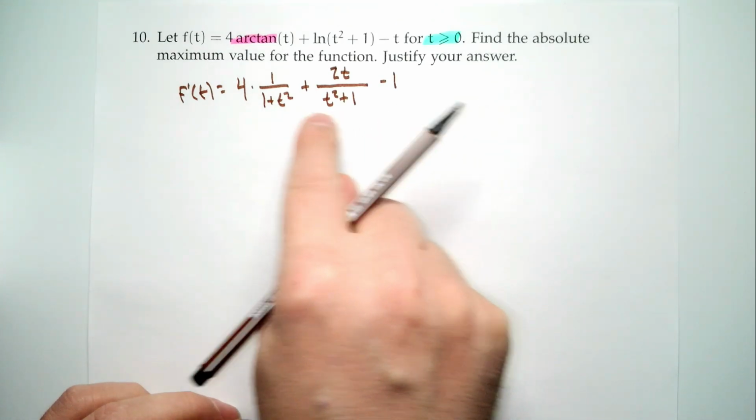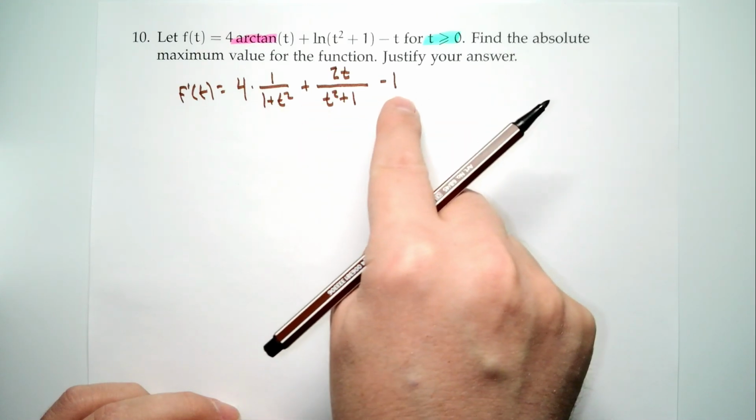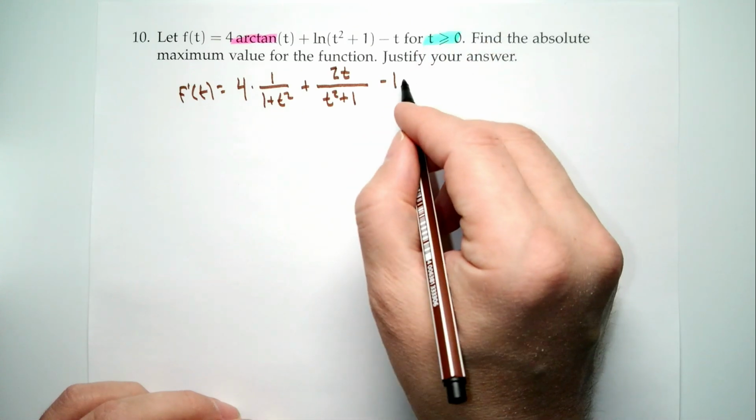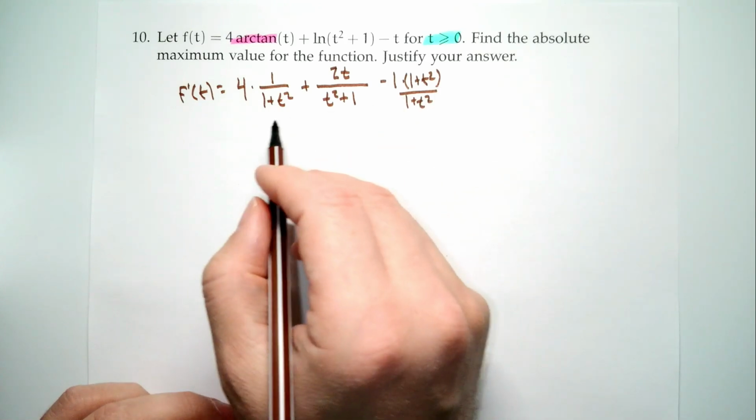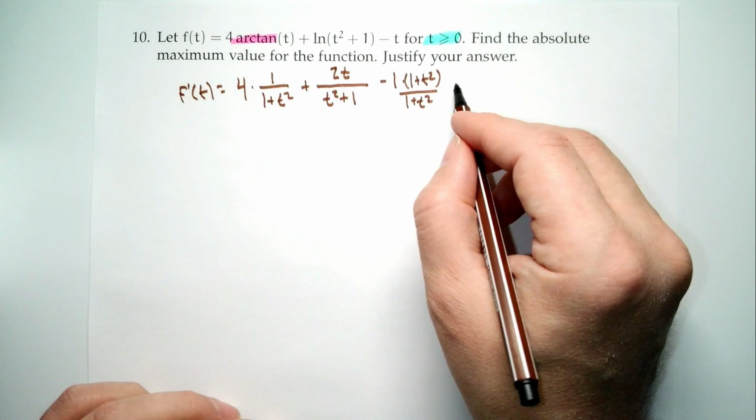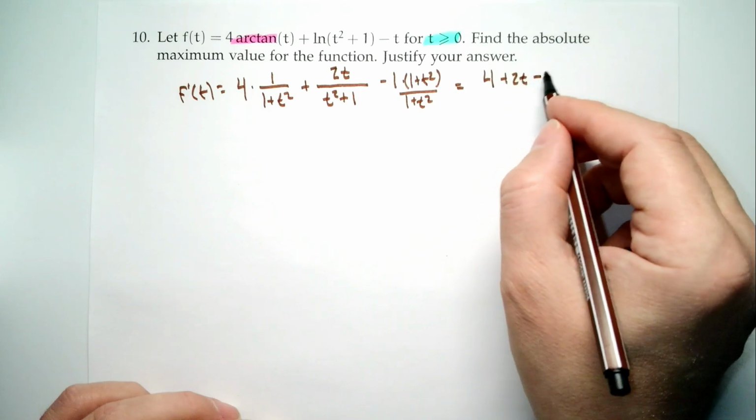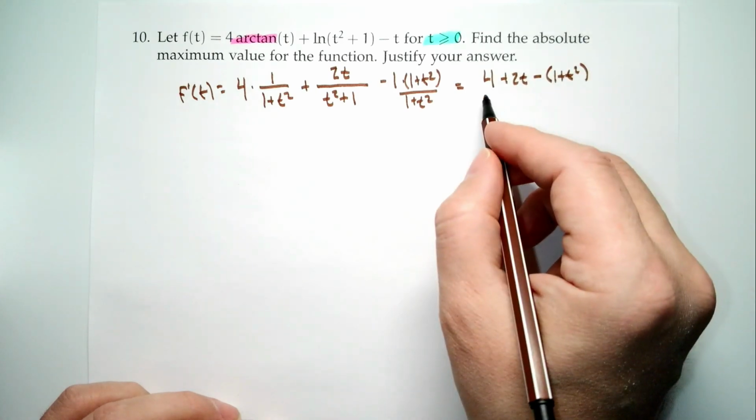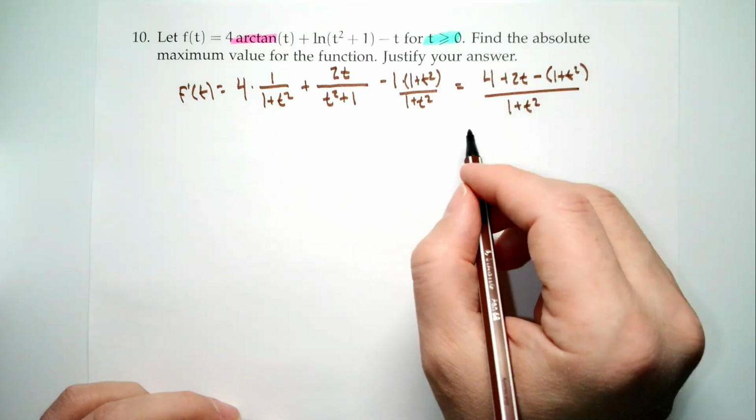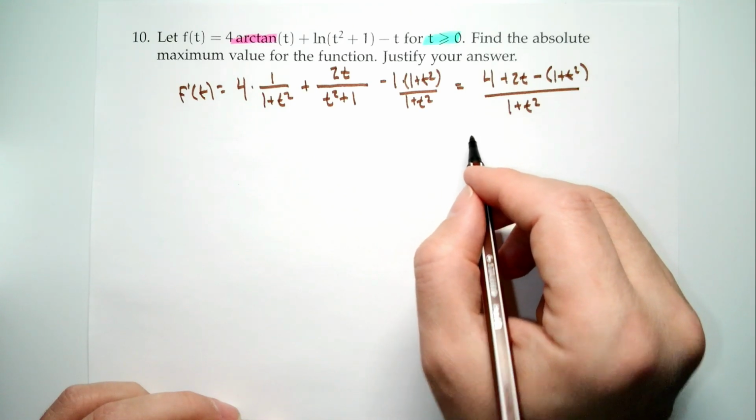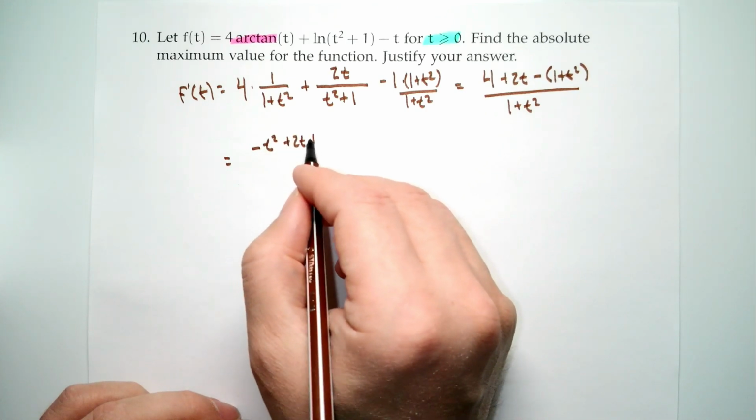Now, these are the same, even though they're written backwards, right? 1 plus t squared is the same as t squared plus 1. We want to add this into the mix as well, so we'll make it 1 plus t squared over 1 plus t squared. Now they all have the same denominator, so that would give us a 4 plus 2t minus 1 plus t squared, all of that divided by 1 plus t squared. And we could clean that up, so that would be minus t squared plus 2t plus 3.